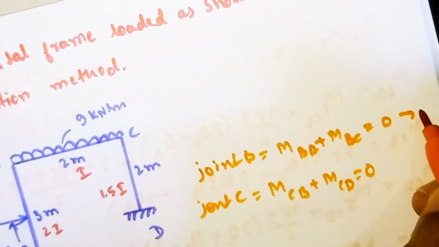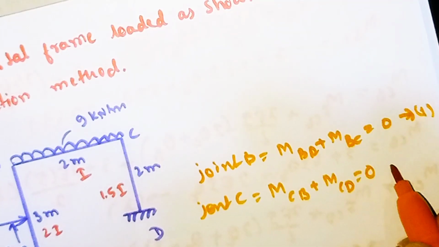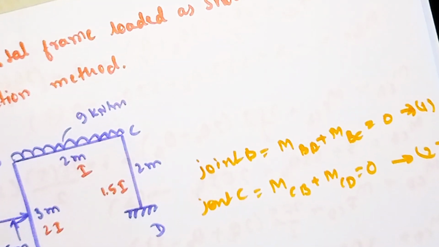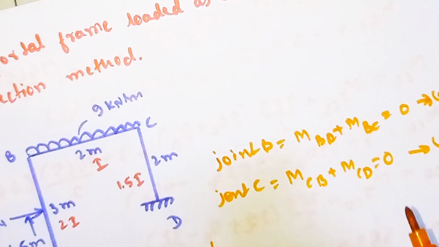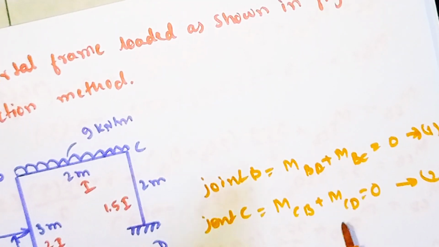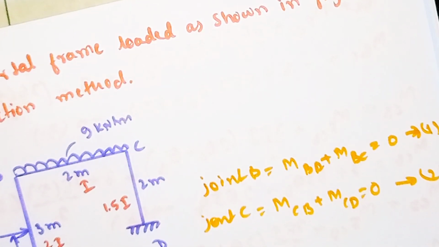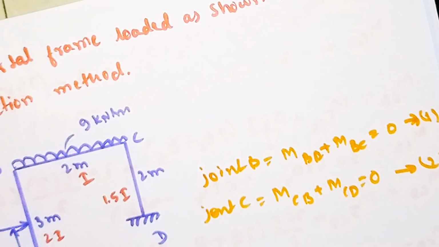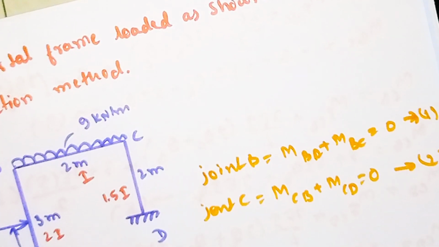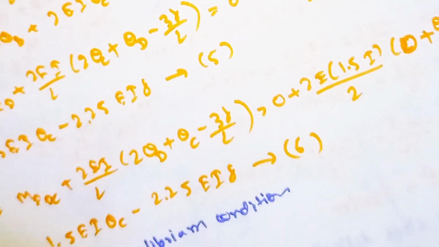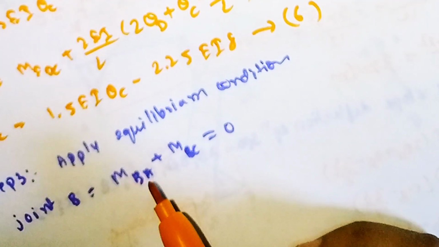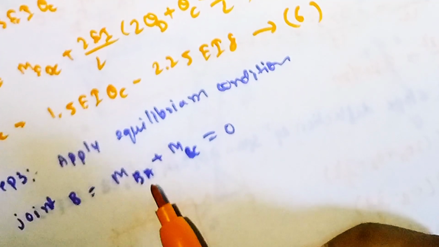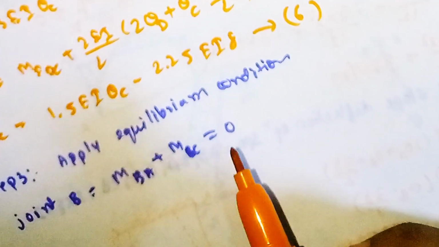So call this equation 1 and this equation 2. We need to apply these two conditions. One more condition will come, which I will tell you later. First we'll solve these two conditions, and after that I will show you that one more condition exists in this third step. For joint B we have the equilibrium condition MBA plus MBC is equal to 0, so substitute the MBA and MBC values in this equation.